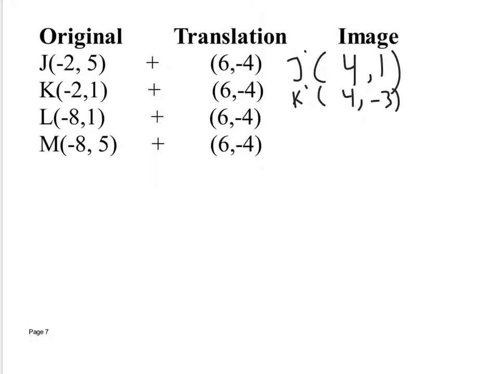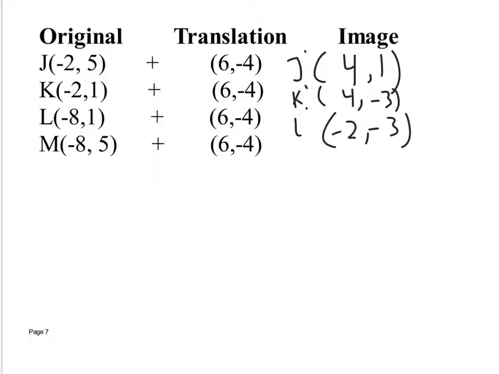So let's do L prime. I'm going to add 6 to -8. What is -8 plus 6? 2. Not 2. -2. It's -2. Hey, that's where some of you went wrong. And then we subtract 4 from 1. 1 minus 4 is? -3.